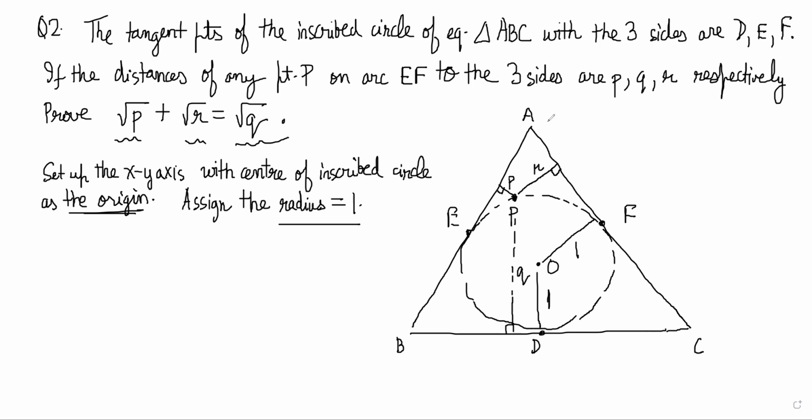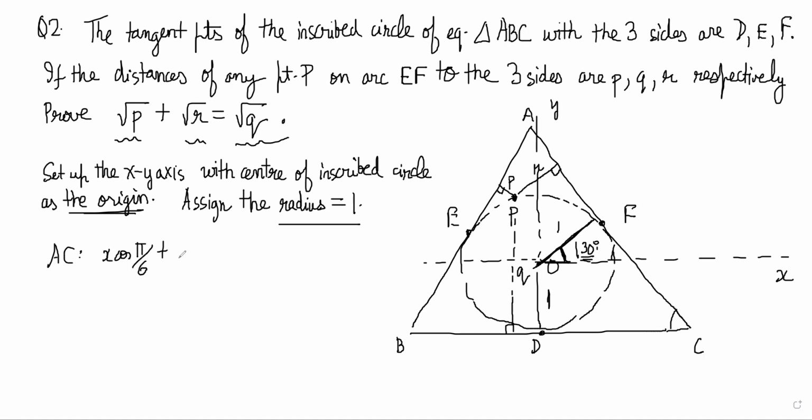Now, using the normal form of the line equation, what was the normal form? So first we set up our x-axis like this and y-axis like this. So we know that this angle is clearly 60, so this is 90, so this is 30 degrees, right? So this perpendicular has length 1 and angle is 30 degrees. So the equation of AC should be what? x cos pi by 6 plus y sin pi by 6 equal to 1.